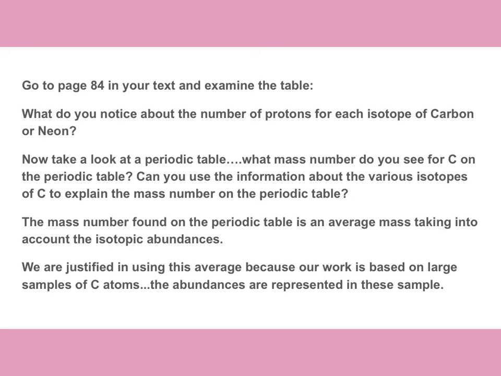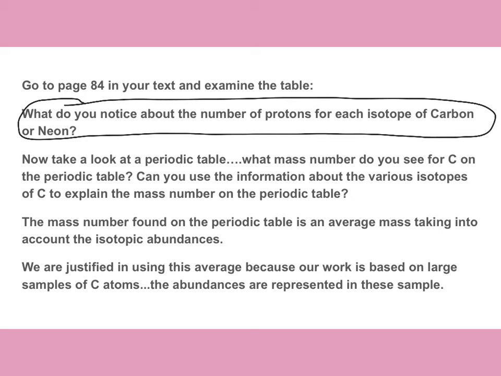If you turn to page 84 in your textbook, you're going to see a table that gives some data about various atoms, the nuclear compositions for some of the smaller atoms on the periodic table. And I'd like you to open to that page now and pause the video for a moment to examine the data and start by answering this first question here. This is number 1. What do you notice about the number of protons in each of the atoms for carbon or neon?